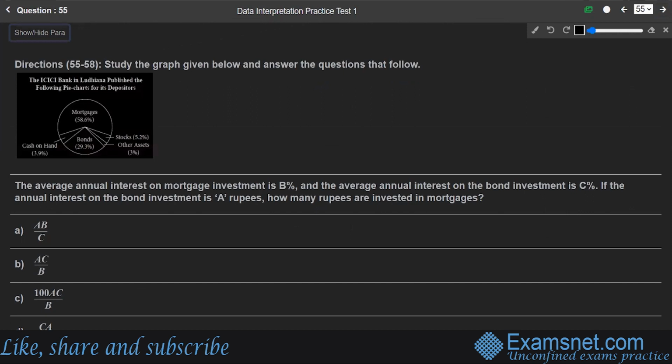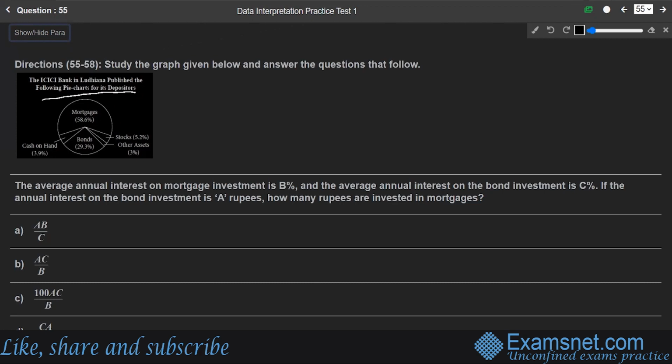Now we have a different chart, and for it we have to calculate the answers to the questions. Let us study the graph first. The graph says the ICICI Bank in Ludhiana published the following pie chart for depositors. What all deposits are there? So we have to see that.